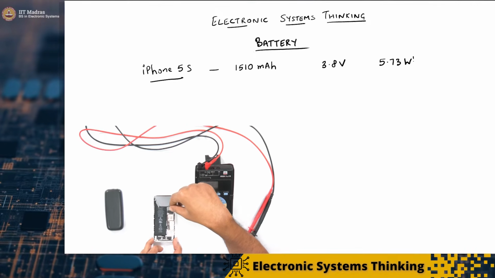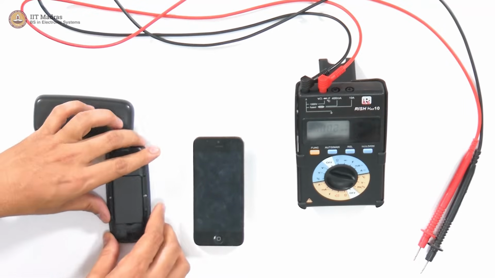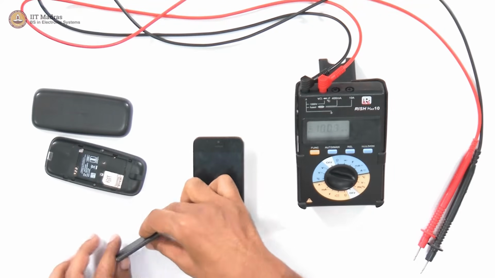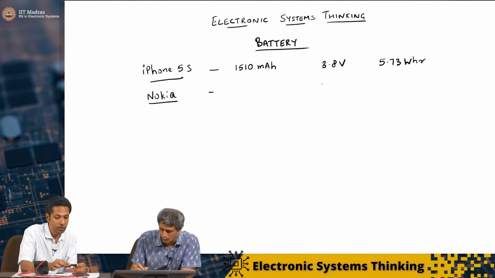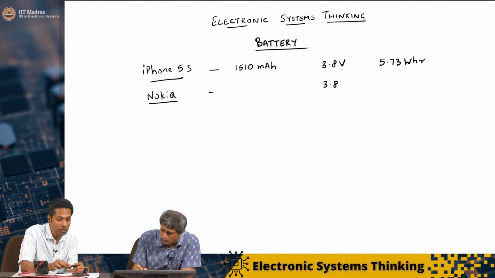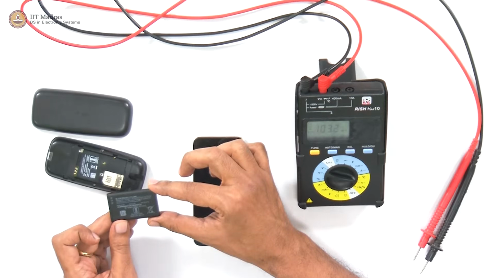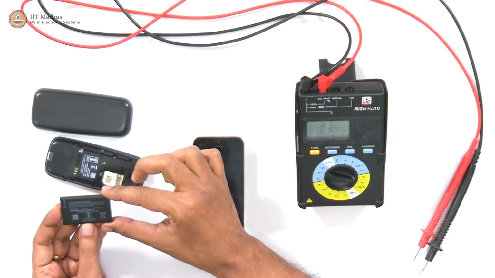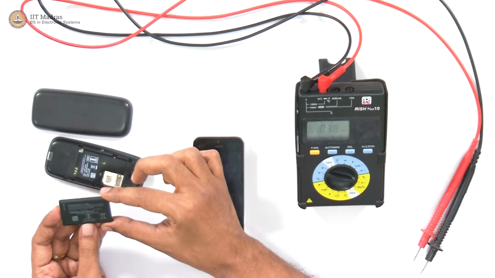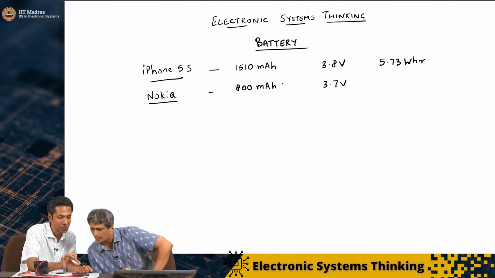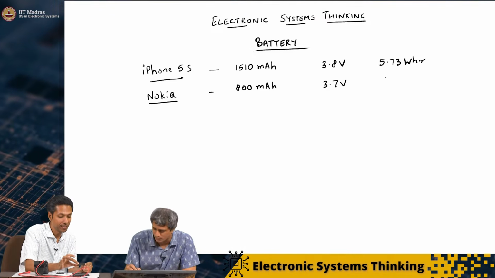5.73 watt hour. Okay, so let's keep this in mind, and maybe we should also look at this slightly smaller battery here. What does this battery say? I'll first write it down. I think this is also the same voltage. Okay, so it's 3.8 volt. Oh, sorry, 3.7 volt. And 800 milliampere hour. It's too small to read for me. And this is 3 watt hours.